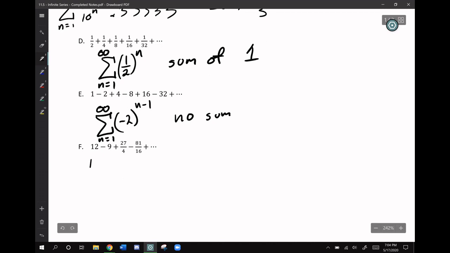Well, this is just 12, and then this negative 9 is really, well, I'm willing to bet it's going to be, let's go 18 over 2 maybe? I don't know. Something like that. But I know the sum is going to be 12 times negative 3/4 to the n minus 1. So this n equals 1 to infinity. Now let's go check out this one.